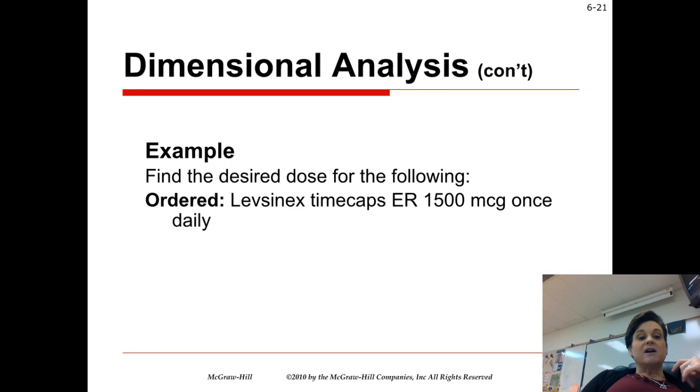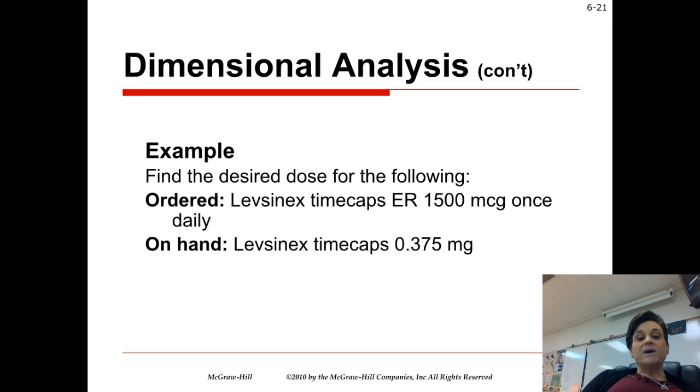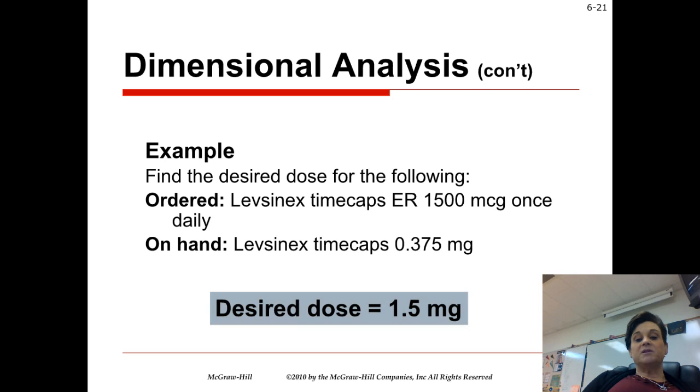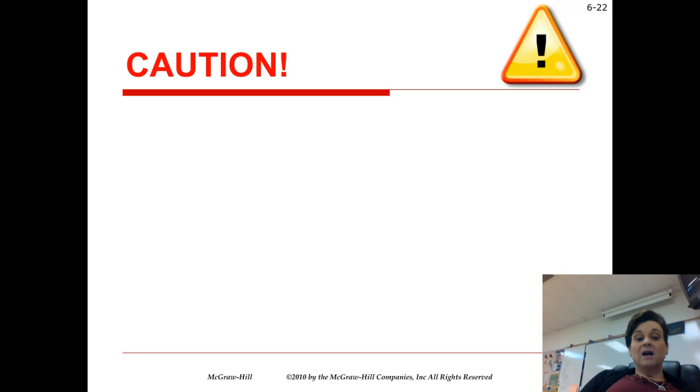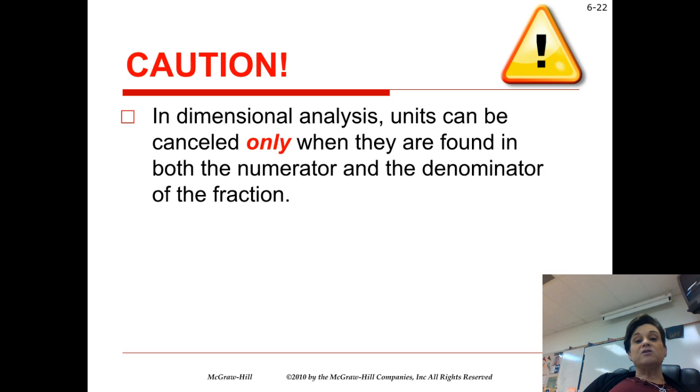Now here's an example. An order says Levsinex Timecaps extended release 1,500 micrograms once a day. What we have on hand is 0.375 milligrams. We have to set that problem up to determine how many capsules we're actually going to give. One of the things to remember is you can only cancel when units are found in both a numerator and a denominator. That will make sense here in a minute.